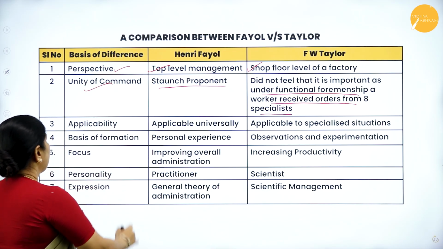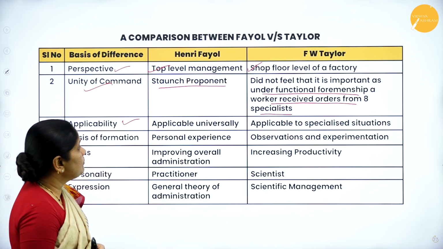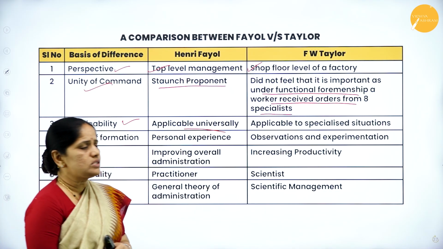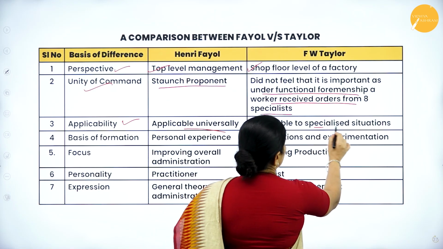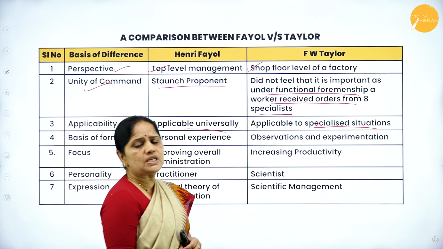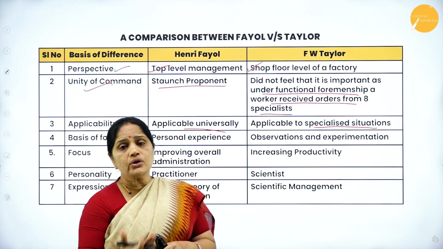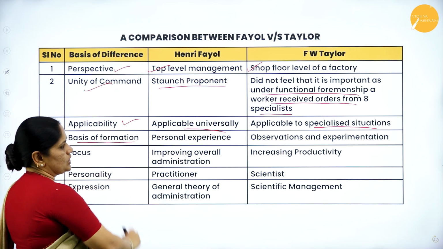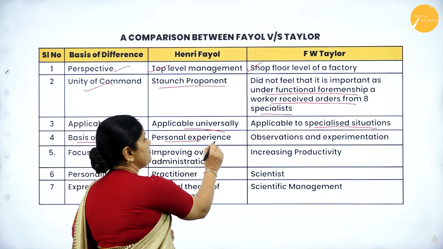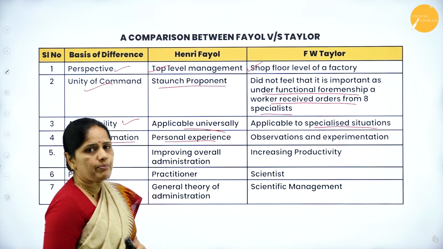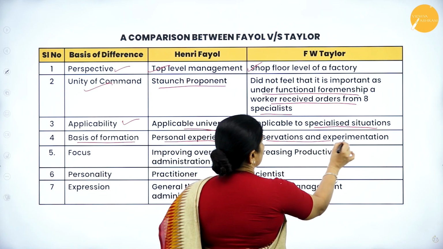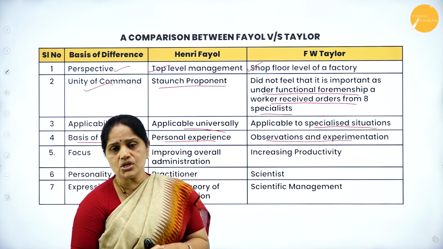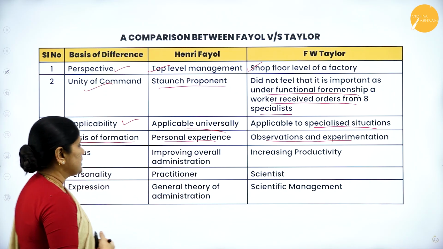So the unity of command is lost in F.W. Taylor's principles. Then applicability. Henry Fayol's principles are applicable universally. Anywhere you go, you can make use of them. But F.W. Taylor's principles are used in specialized situations. Only when there is a production house can you make use of F.W. Taylor's principles. Then basis of formation. Henry Fayol propounded the principles based on his personal experience, whereas F.W. Taylor's are based on observations and experimentation. So based on observation and experiment, he came up with the principles.